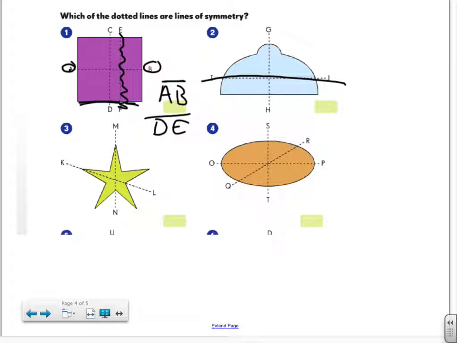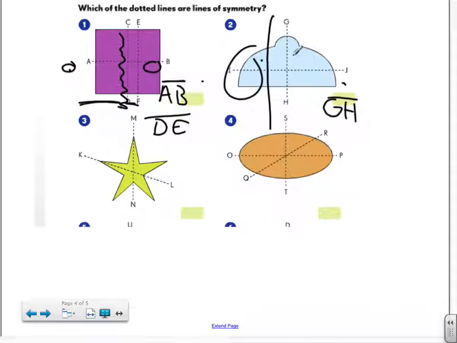that doesn't make sense because even though it's halfway through the shape, this has this little thing right here and this side doesn't. So that's not going to work out. So line IJ is not symmetrical, but line GH is symmetrical because this side would match this side. Okay. We have two more.